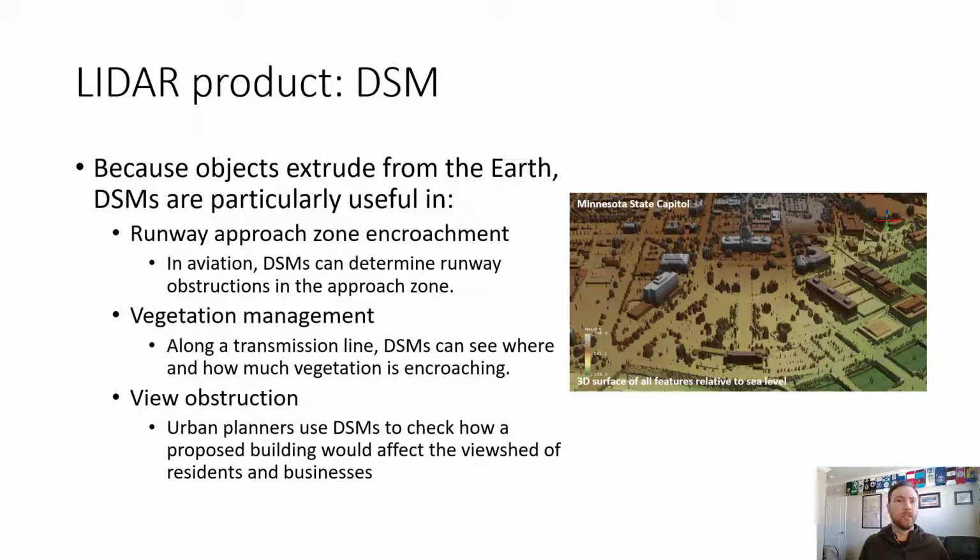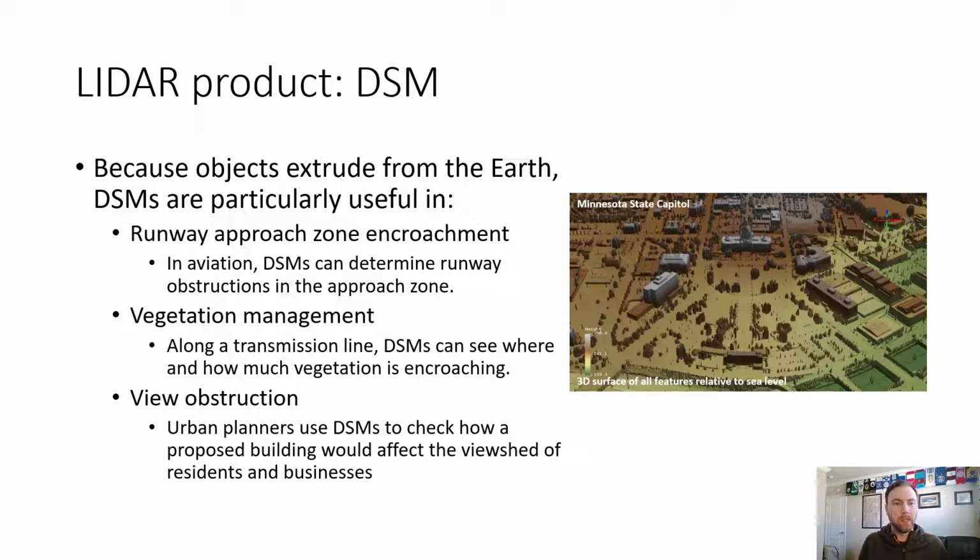Also useful in vegetation management. So along a transmission line, digital surface models can see where and how much vegetation is encroaching. And in my day job where I work, we spend a lot of time in vegetation management looking for potential obstructions from trees and things that might fall onto power lines and spark a fire, right? DSMs are very useful for that, and indeed my organization relies on DSMs for that sort of data.